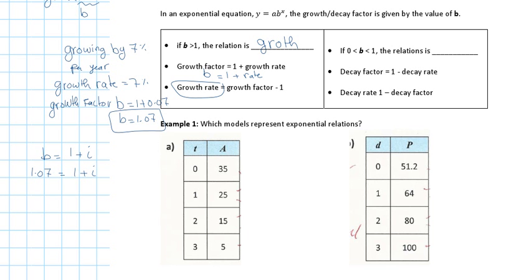So I'm going to have to bring the 1 over. What do I do? Subtract. So 1.07 minus 1. And that gives me my growth rate, right? So the growth rate is equal to the growth factor, take away 1, right? Which is going to give me 0.07 or 7%.